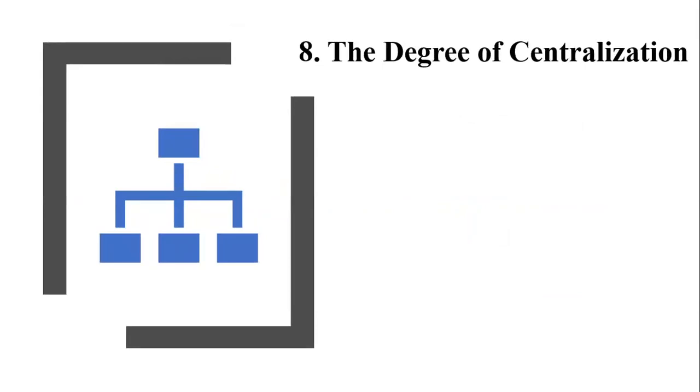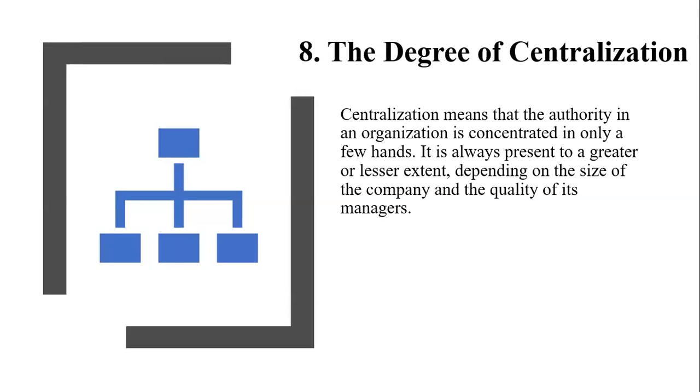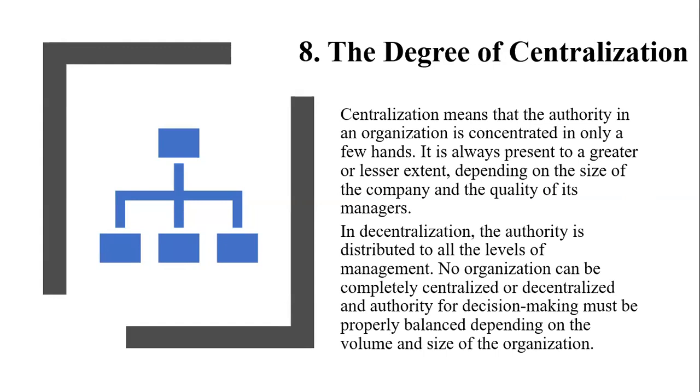The degree of centralization. Centralization means that the authority in an organization is concentrated in only a few hands. It is always present to a greater or lesser extent, depending on the size of the company and the quality of its managers. In decentralization, the authority is distributed to all levels of management. No organization can be completely centralized or decentralized, and authority for decision-making must be properly balanced depending on the volume and size of the organization.